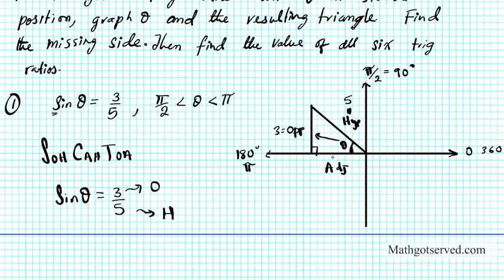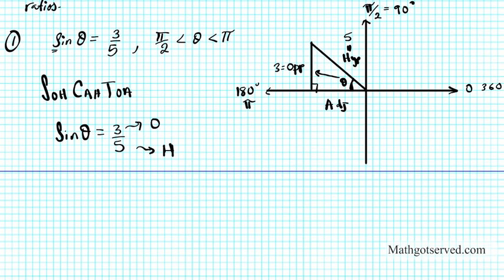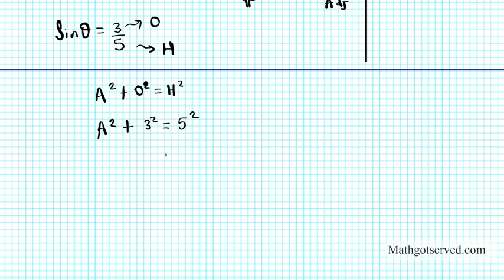All right, so we labeled the triangle. Now we need the last side, which is the adjacent. Okay, so we're going to use the second variation of the Pythagorean theorem, which is a squared plus o squared equals h squared. This is the same thing as a squared plus b squared equals c squared. Okay, all right, so we're looking for a. We know that o is 3, so a squared plus 3 squared equals h squared, which is 5 squared. All right, let's solve this equation for a. So we have a squared plus 9 equals 25.